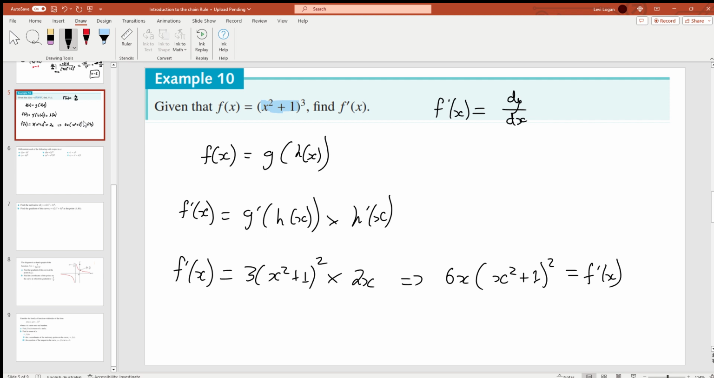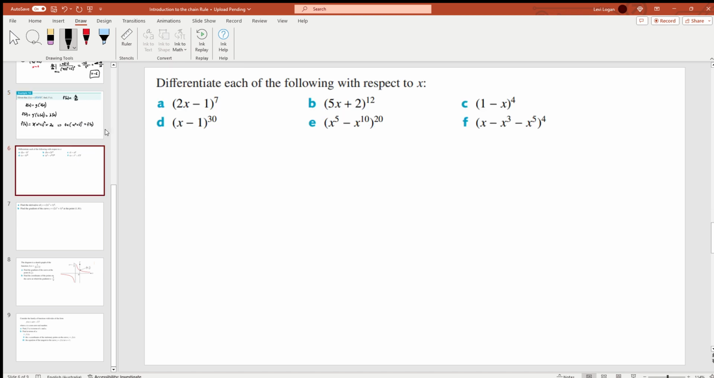In today's video is pretty much a part 2 to our first video on introduction to the chain rule. So we're just going to be continuing questions from that video. So differentiate the following with respect to x. Let's start with question A. We have y equals (2x minus 1) to the power of 7.